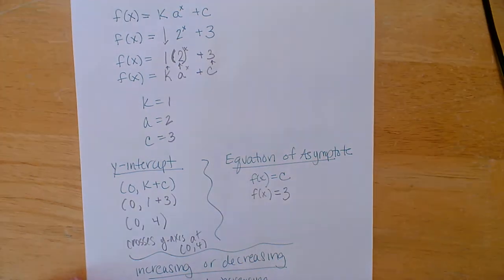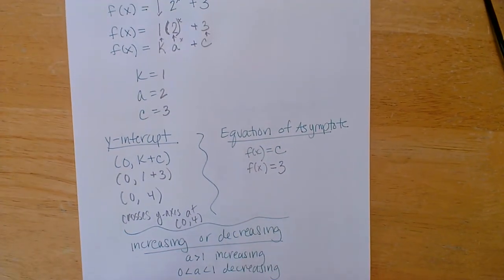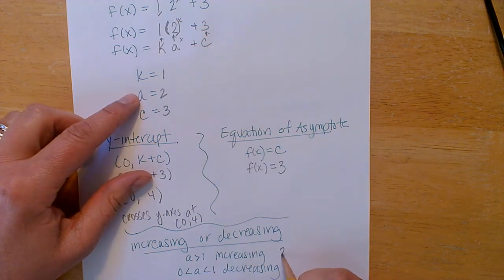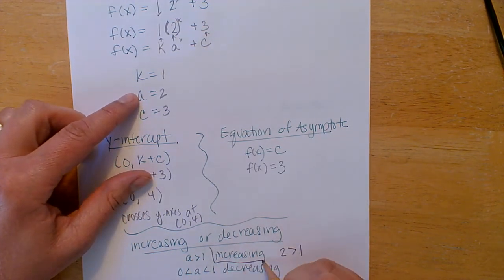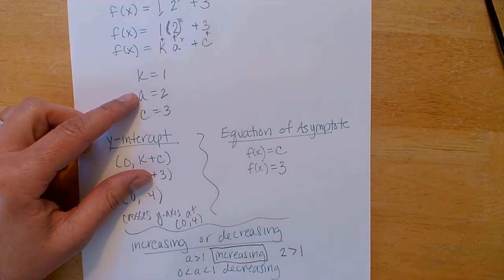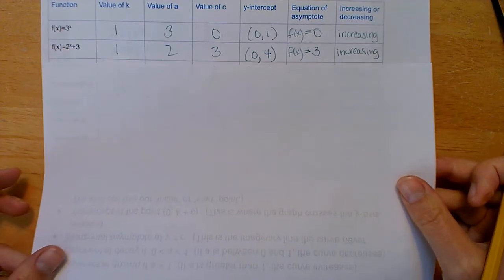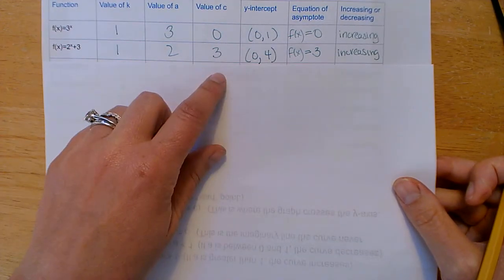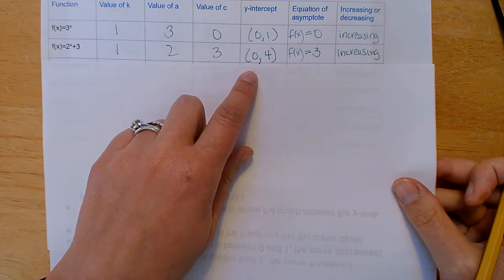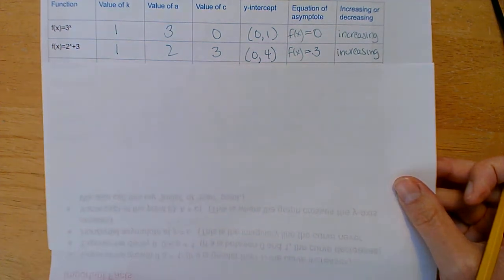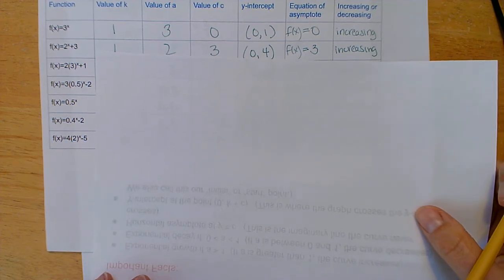And let's find if it's increasing or decreasing. So we have to look at our a value. Our a value is 2. 2 is definitely greater than 1, so we know that it is increasing. So now we can go and fill that out in our table. 1, 2, and 3. 0, 4 is where it crosses the y-axis. Our asymptote is f of x equals 3, and it is increasing. Let's now go do the next ones.